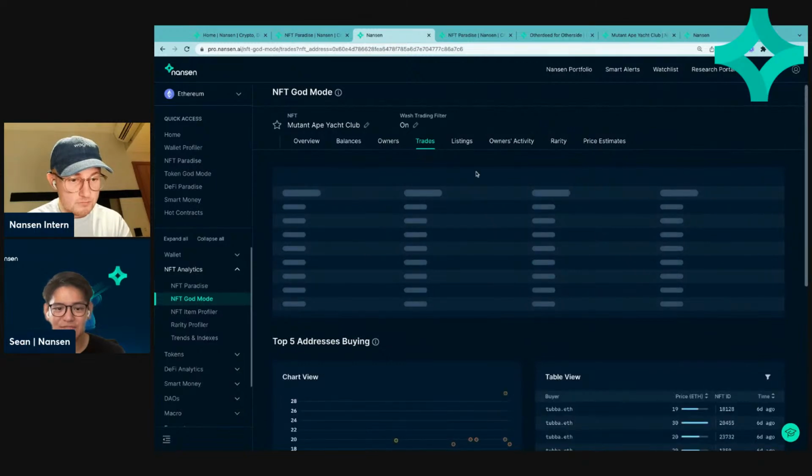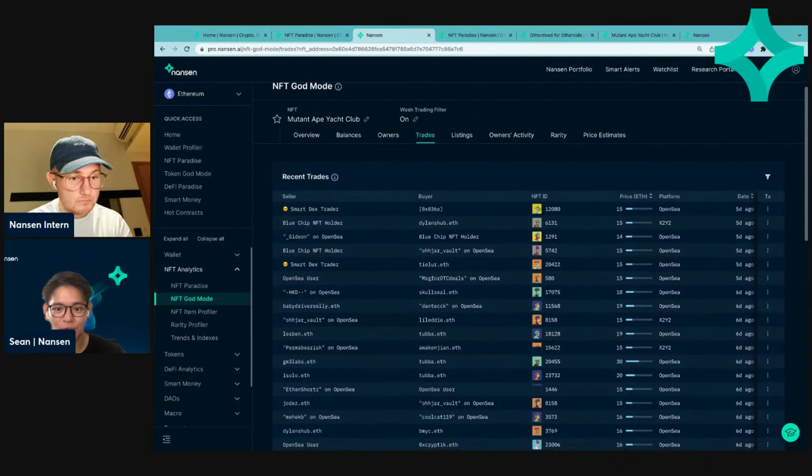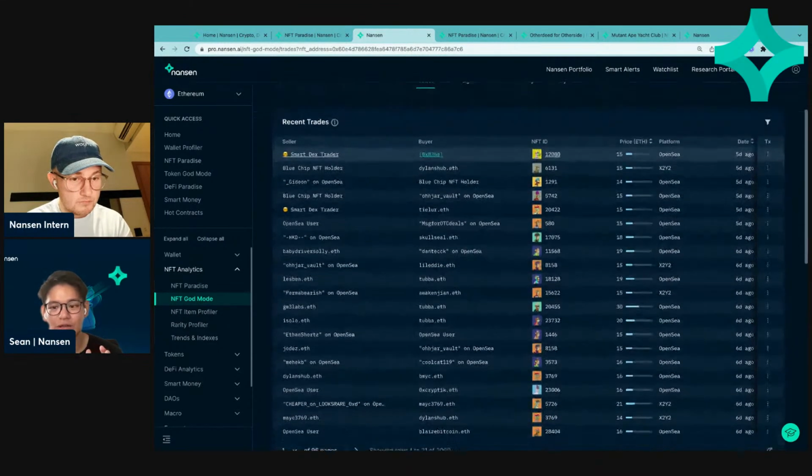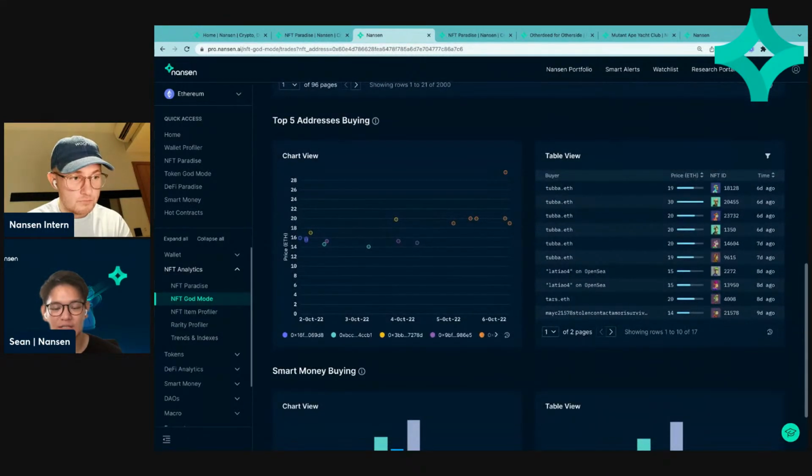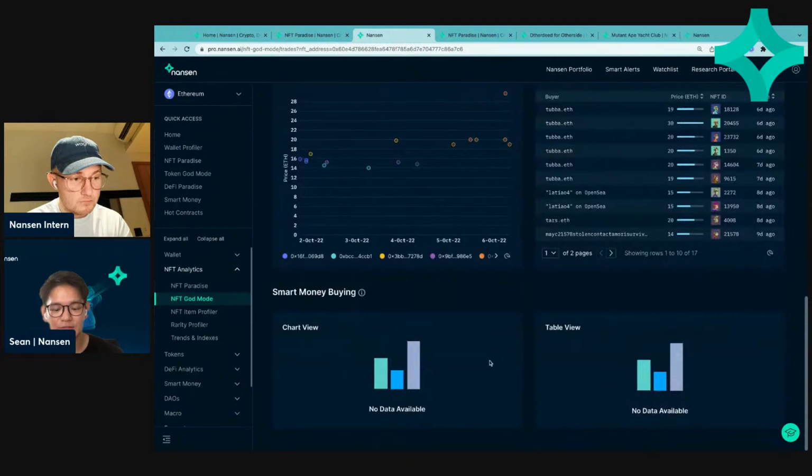And yeah, just really quickly covering the different tabs in God Mode. For trades, you can see the most recent trades that have been happening for the collection, and the top addresses that are buying, right? And for smart money buying, you don't see any data here right now. Most of the time it's because in the past 7 days, there isn't any smart money that is buying.